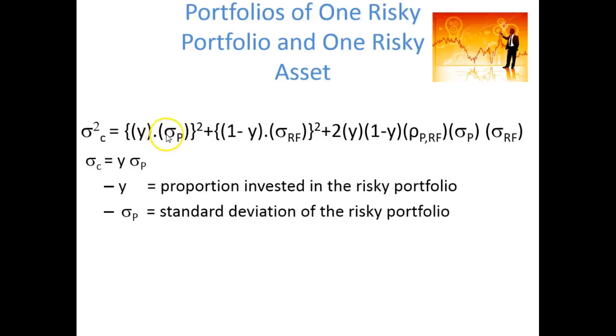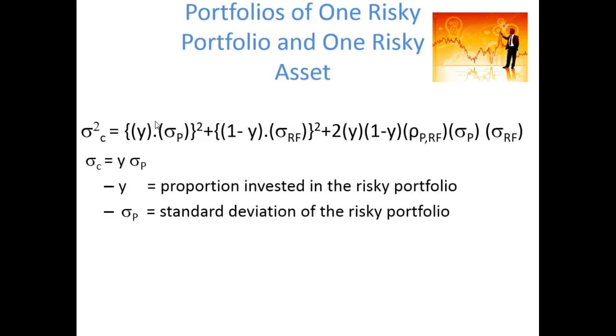The weight of the first asset squared times the variance of the first asset, plus the weight of the second asset squared times the variance of the second asset, plus 2 times the weight of the first asset, the weight of the second asset, and then the covariance between those two assets. But where the two assets comprise a risky portfolio and the risk-free asset, as we have in this particular case, we get a special case where we can reduce this formula down.